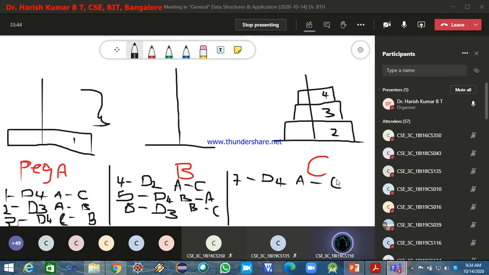What is the next move? D1 from A to B. In the eighth move, D1 from A to B. Disk 1 is moved here. Okay, next.